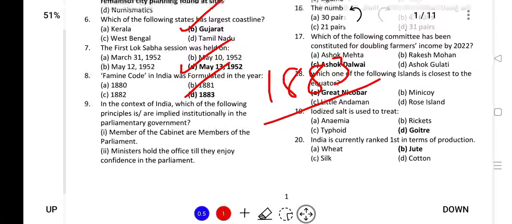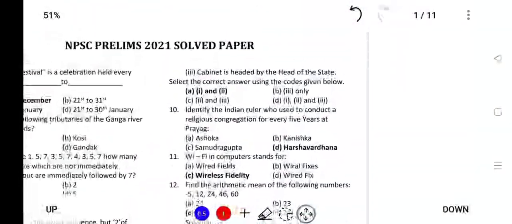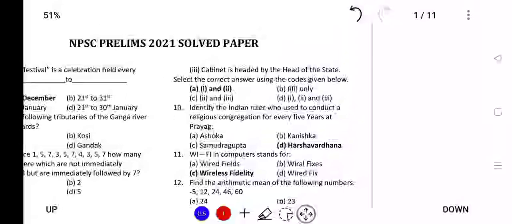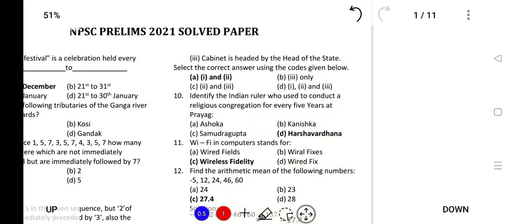In the context of India, which of the following principles are implied institutionally in the parliamentary government? Members of cabinet are members of parliament, correct. Members hold office till they enjoy the confidence in the parliament, correct. And cabinet is headed by the head of the state, so head of the state, the president, so it is not correct. So answer 1 and 2 is correct.